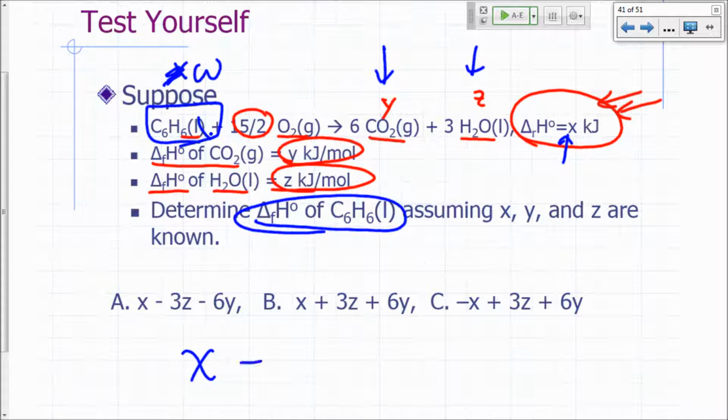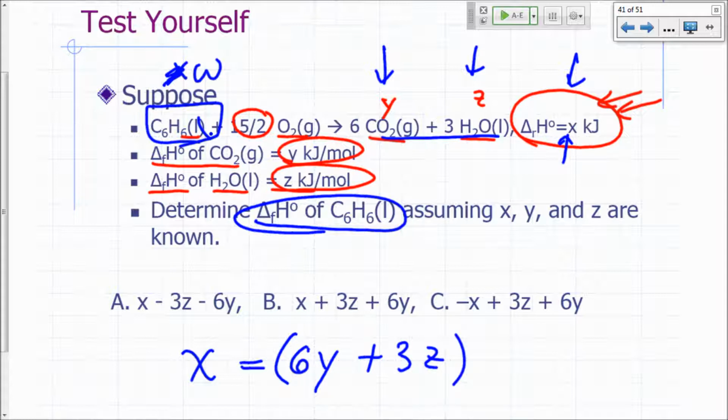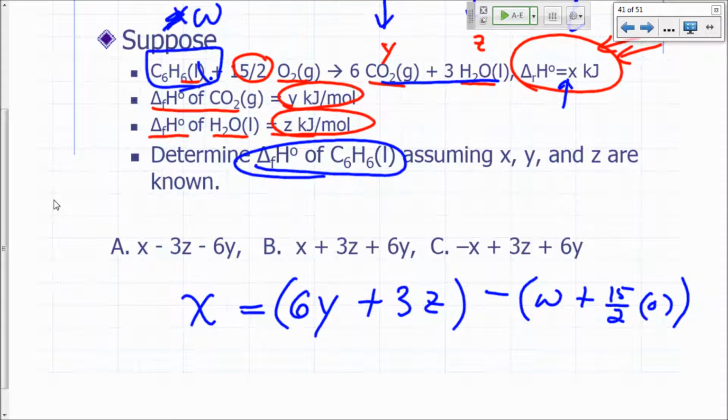So we say X is equal to the overall reaction. The delta H for the overall reaction equals delta H formation of products, which would be what? 6Y plus 3Z, minus delta H formation of reactants, which would be W plus 15 over 2 times delta H formation of O2, which is 0, element in its standard state, right? So can I solve for W?